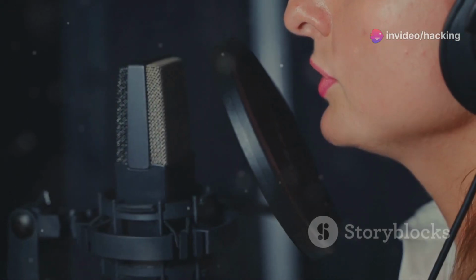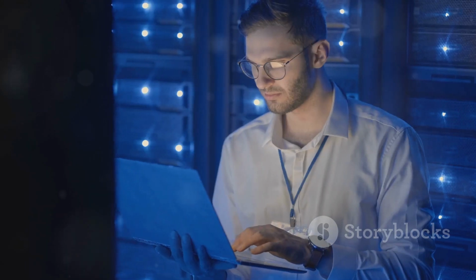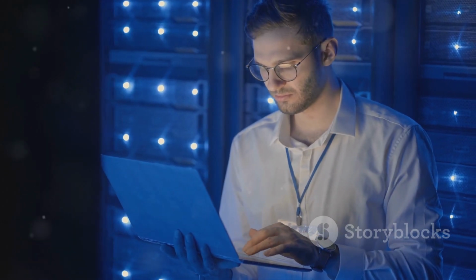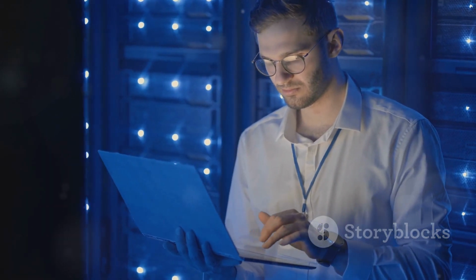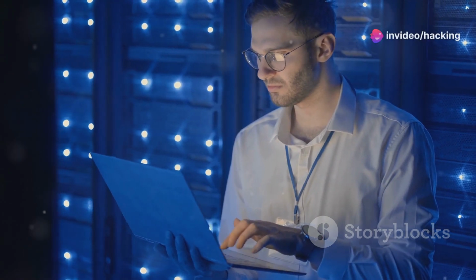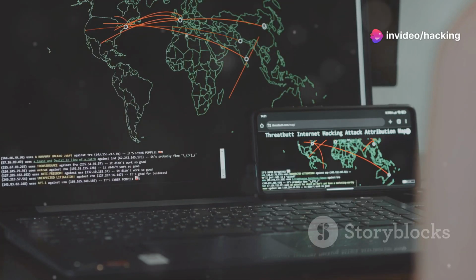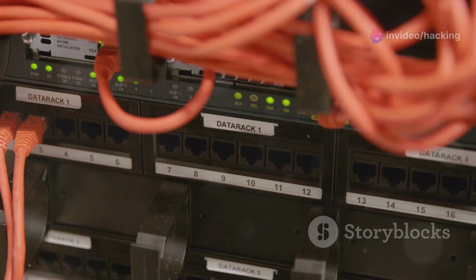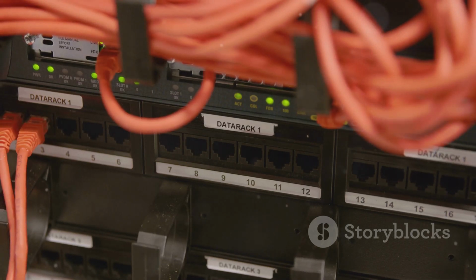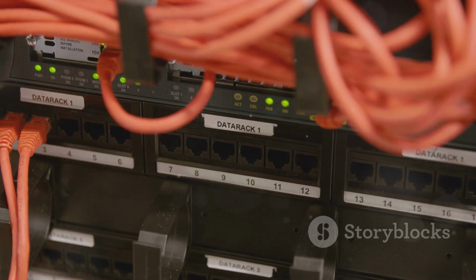Section 6. Classifying the addresses. To manage the vast number of devices on the internet, IP addresses are divided into 5 classes: A, B, C, D, and E. Each class serves a different purpose and has a different range of addresses. Classes A, B, and C are the most commonly used for public internet addresses.